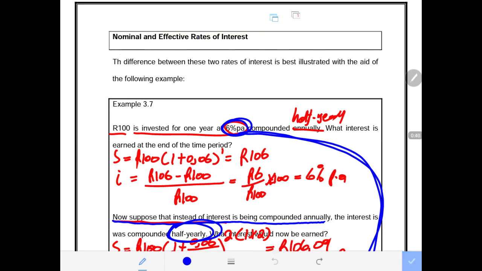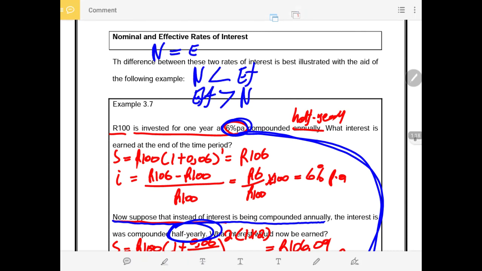We also highlighted in the latter recording that nominal is equal to effective when the interest rate is compounded once a year. And we said that nominal is always less than effective whenever the interest rate is compounded more than once a year. And the more the number of compounds we have in a year, the higher will be the effective interest rate. Or you can say the effective interest rate is greater than the nominal interest rate whenever the interest is compounded more than once a year.